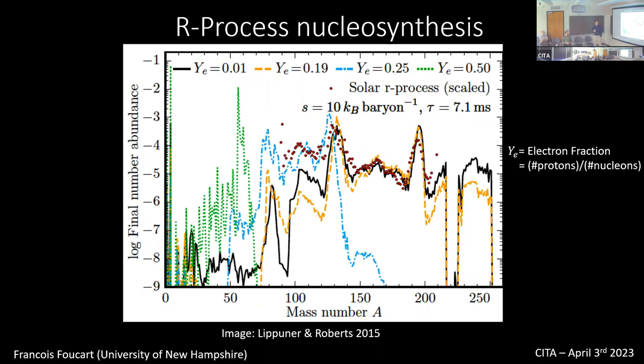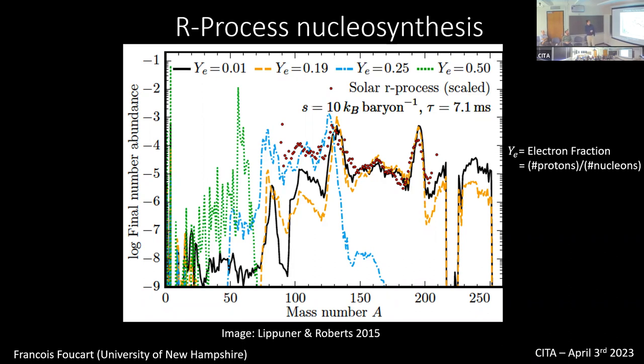The first reason that neutrino transport is important specifically in these systems, beyond cooling, is in the outcome of nucleosynthesis. What I'm showing you here is the abundances of various elements as a function of mass number in a nuclear reaction network run by Jonas Lippuner and Luke Roberts.